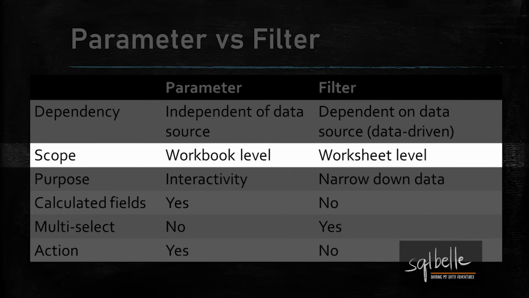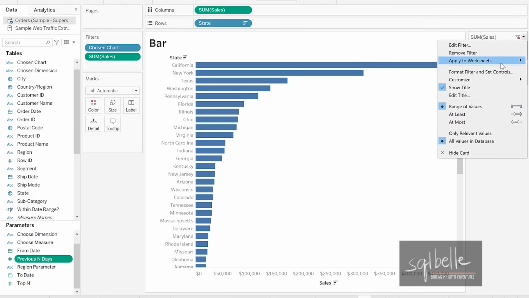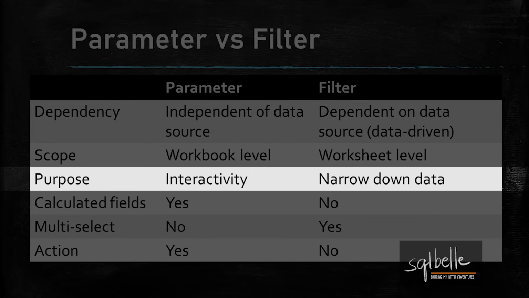A parameter's scope is at the workbook level. It can be seen by any worksheet within the same workbook. However, filters, they're applicable by default at the worksheet level. We can, however, apply our filters to different worksheets if we want to. The purpose of a filter is to narrow down data.